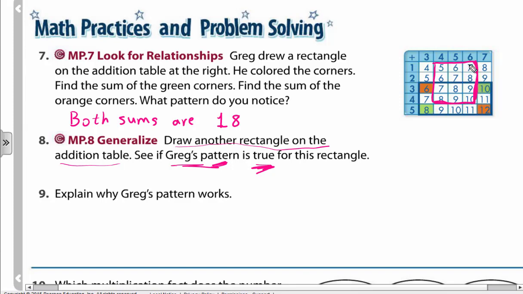Yes, I have another rectangle here. Okay. So, let's check the pattern for the new rectangle. The new rectangle, this rectangle, the red rectangle. I will choose one of my heroes to help me.